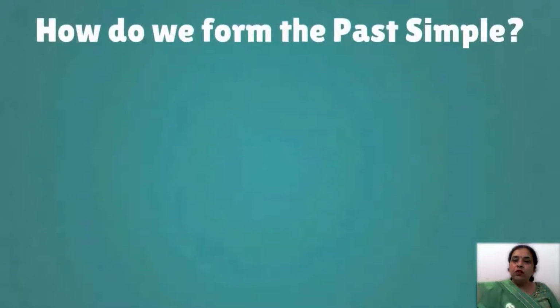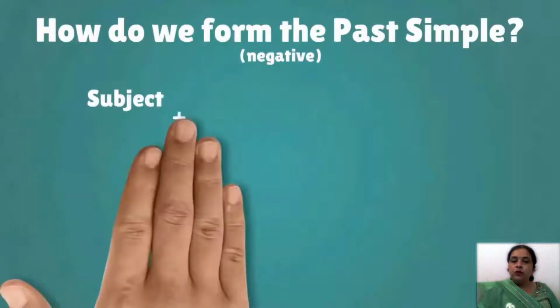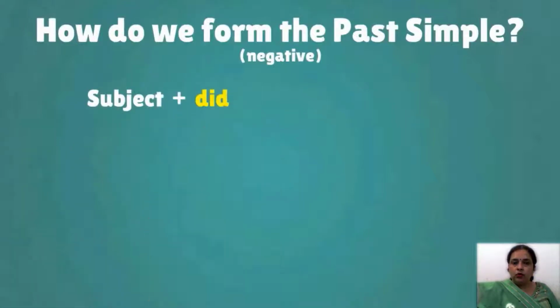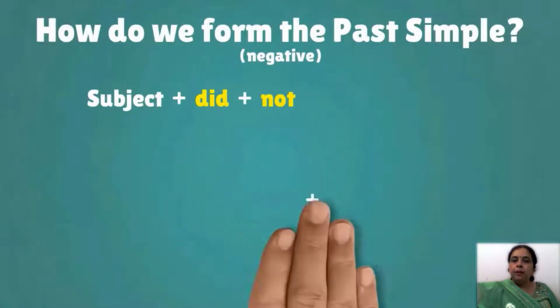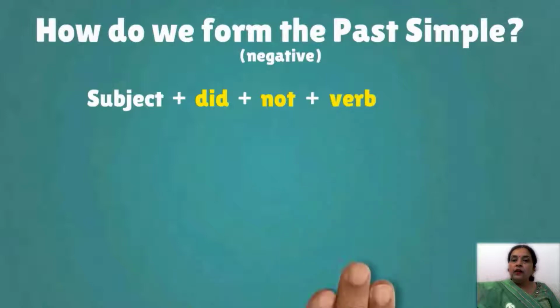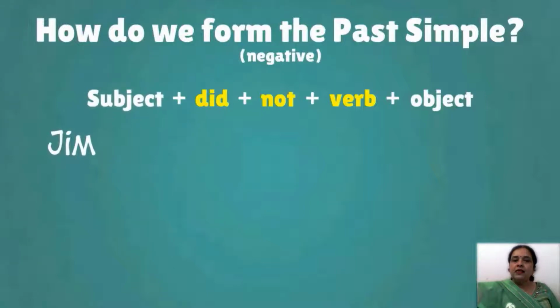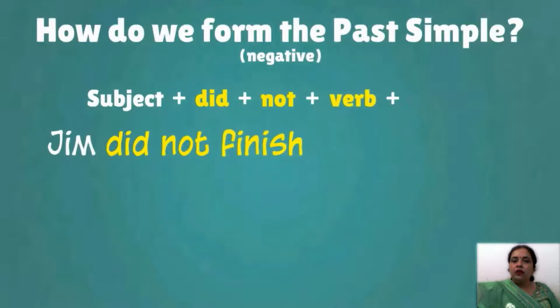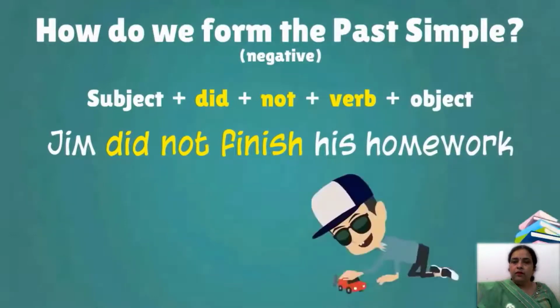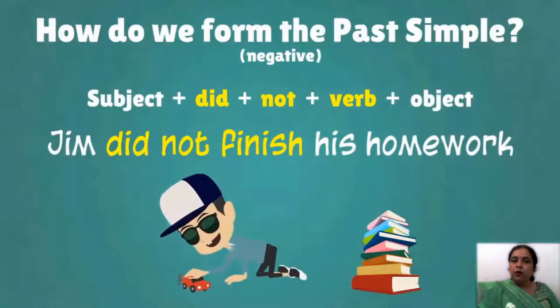Next is the formation of simple past tense in negative. In negative sentences, we use the helping verb did not to make it negative. Subject plus did plus not plus base form of verb, that means first form of verb, along with the object. For example, here subject is Jim. Jim did not finish his homework. Finish is the first form of verb that we use along with did not.